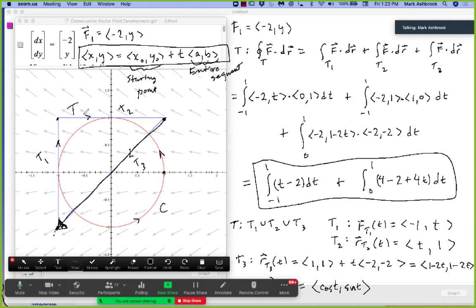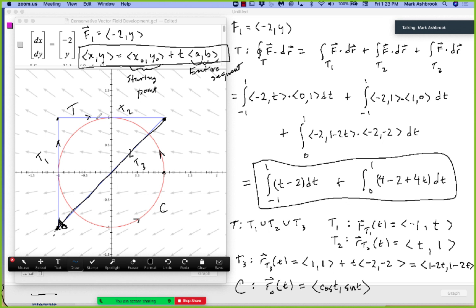What about along T2? Negative. We're going against all the vectors, right? All the vectors are pointing the opposite direction. So we expect a negative value for T2. What about T3? Positive. Yeah, it's just a little bit positive here, and then gets more and more positive as we go towards the end of the path.